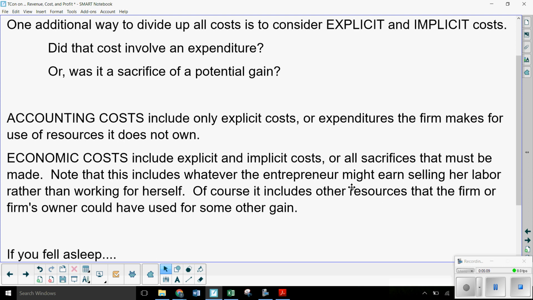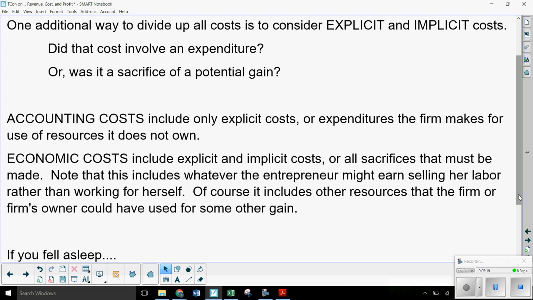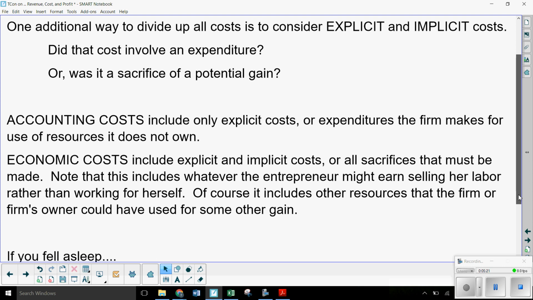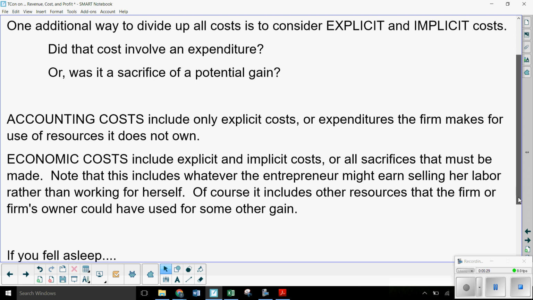So what the entrepreneur might earn selling her labor somewhere rather than working for herself, that's a big part of implicit cost, but sometimes it includes other things too, and we'll get into examples of that. Other resources that the firm's owner owns themselves, doesn't have to pay to use, but they can't use it for some other purpose which would have given them a gain.